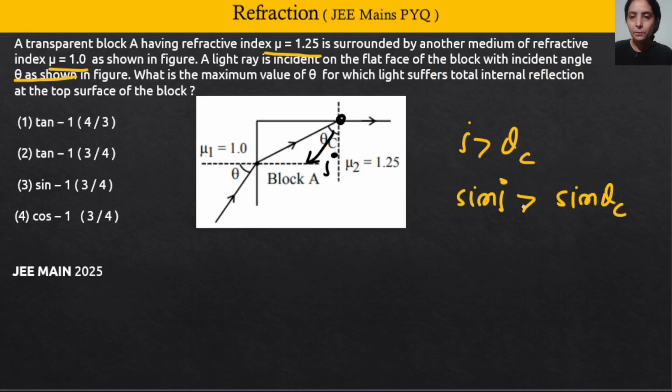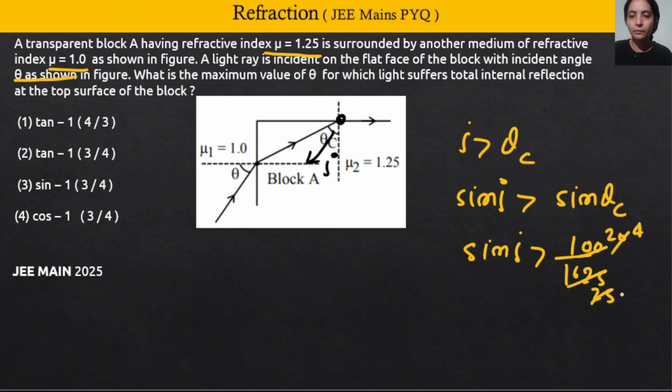और यहाँ पे अगर आप यूज करोगे sin i is greater than sin theta c, so sin theta c को आप क्या लिखने वाले हो? Greater than 1 by mu dr. Mu r is 1 basically, so mu dr will become equal to mu d, that is 1.25. So this is 1.25. डन है, इसको आप ब्रेक कर लो 100, so this will become how much? This will become 4 by 5. So sin I is greater than how much? 4 by 5. Now we need to relate it with theta, right?